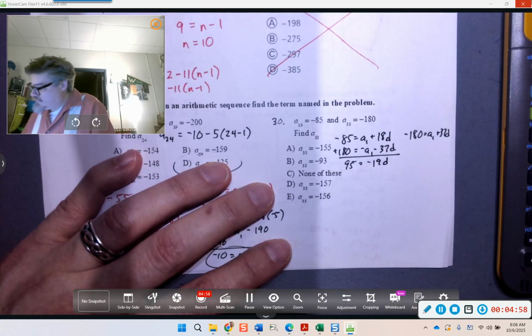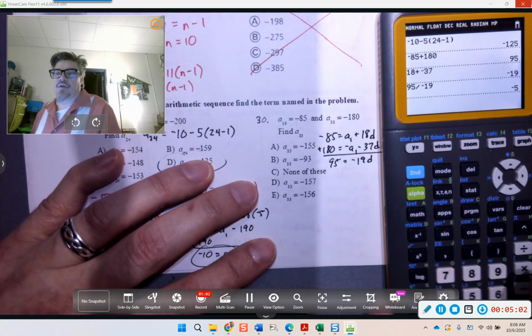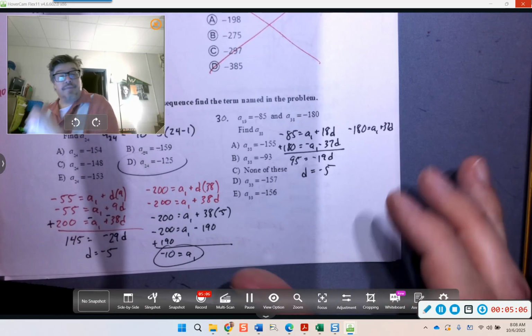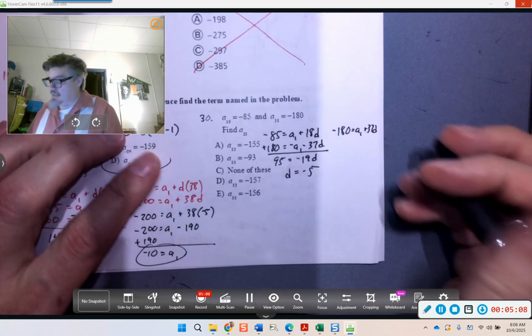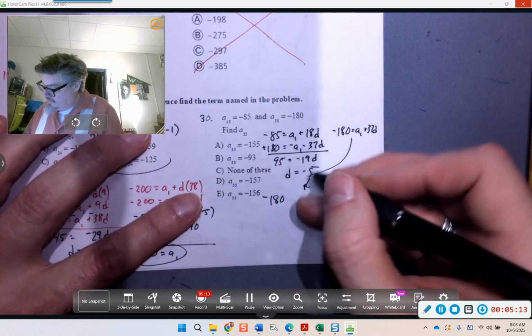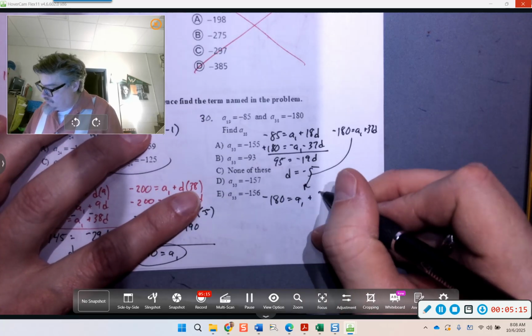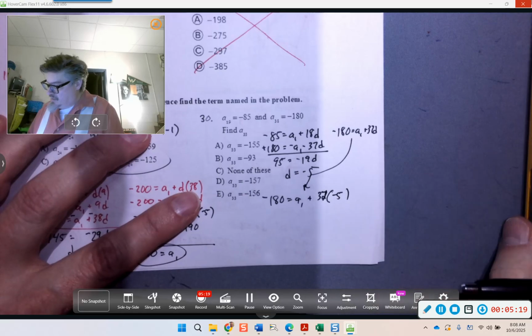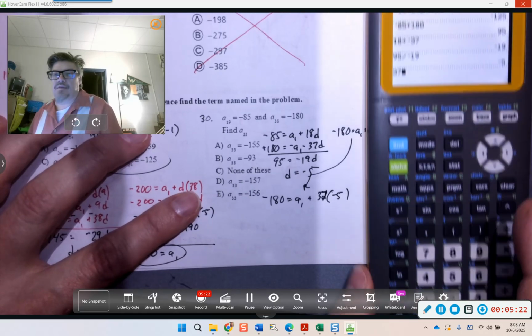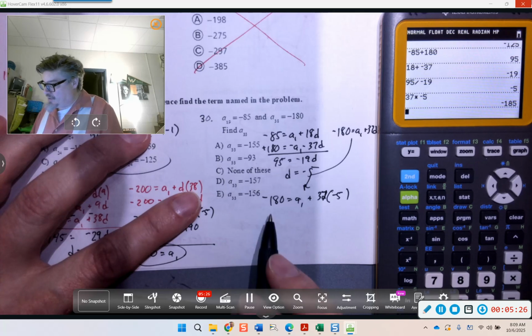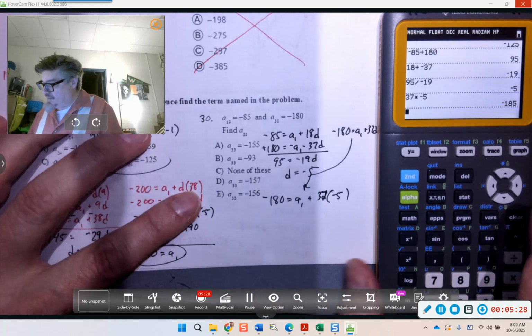Oh, you can't see my calculator. Negative 5. Okay, looks like D is negative 5 again. Okay. All right, so with that then, now we got to solve for A1. Okay, and then we're going to go 37 times negative 5, negative 185. Then we're going to move him over here, so it'll become positive.